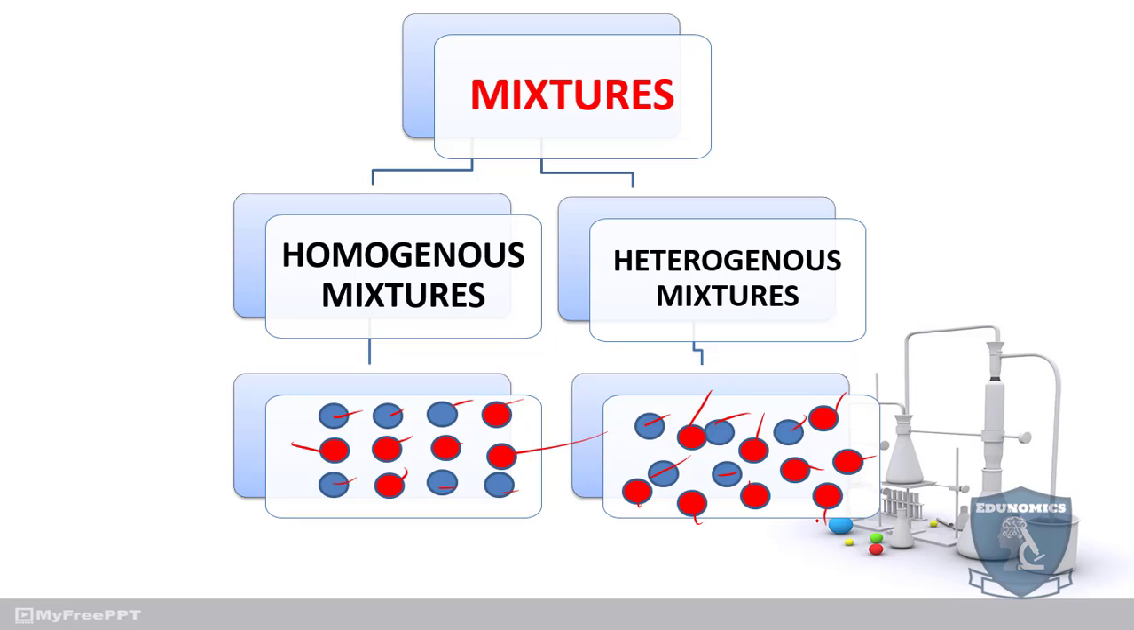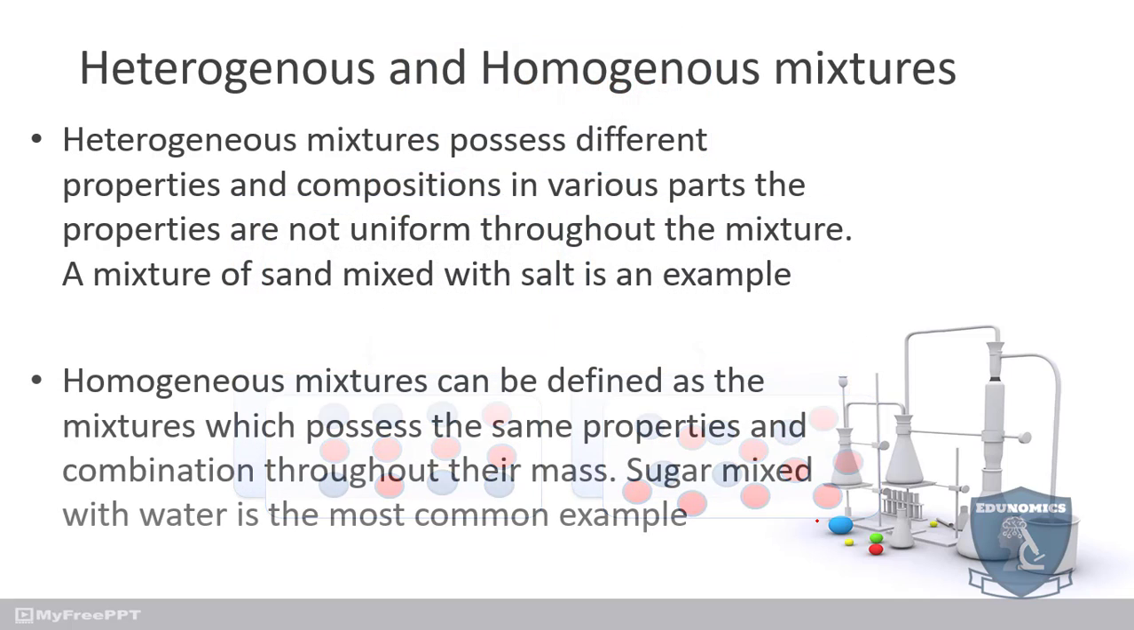So again, homogeneous mixtures have the same properties and composition throughout the mass, and when they are combined together, you can't tell one apart from the other because they combine fully. In comparison to the heterogeneous mixtures, which possess different properties and compositions in various parts, and aren't uniform throughout the mixture. Meaning, again, you can look and say, oh, hey, this is a grain of sand, this is a grain of salt.